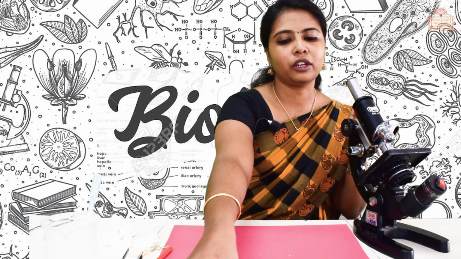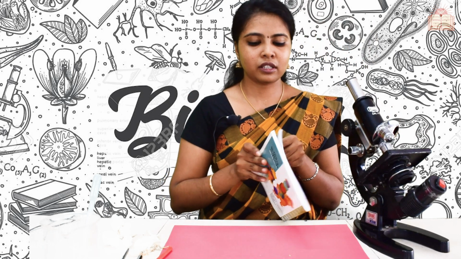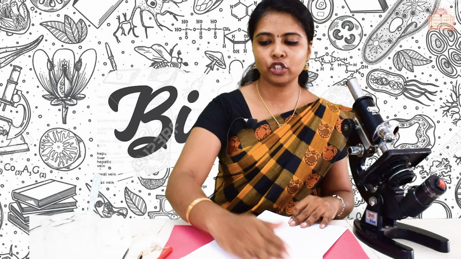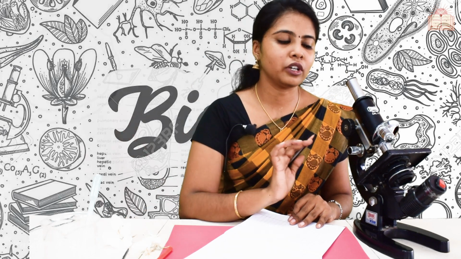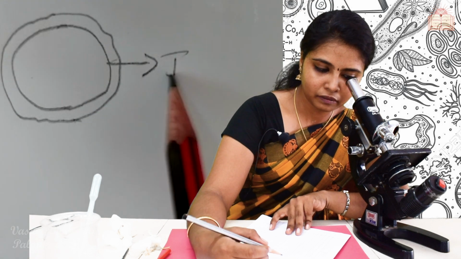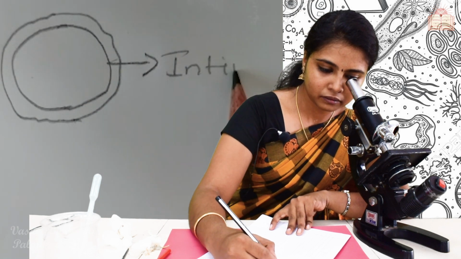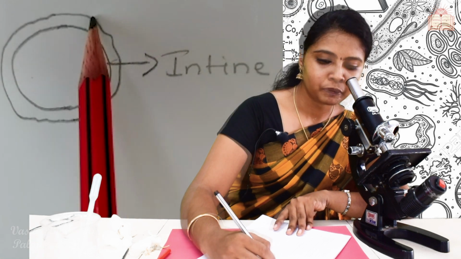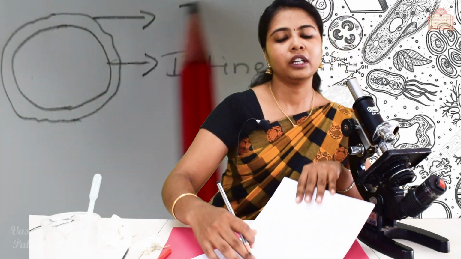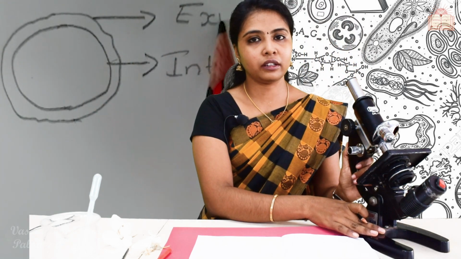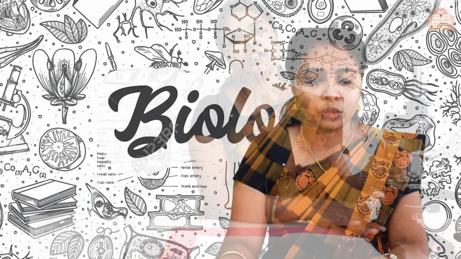Now take your notebook and just take a fresh page and then draw what you are seeing inside the microscope. Okay, now I am drawing a clear picture. As you have studied the theory part, you know what the structure of a pollen grain is.